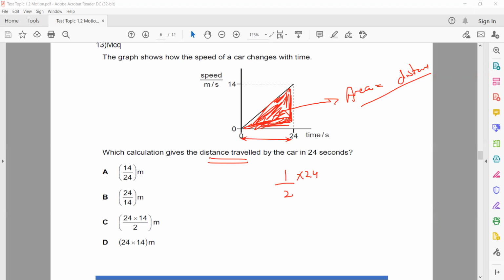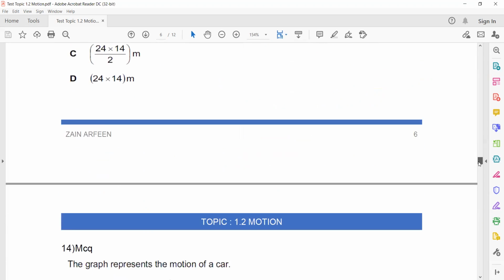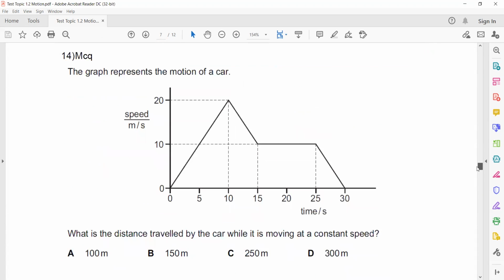And what about the height of the triangle? It is 14. So it will be 24 multiplied by 14 divided by 2. So which one is the right answer? C is the right answer. Is it clear? Question 13. So whenever there's a speed time graph, you will use the area under the graph to calculate the distance traveled.